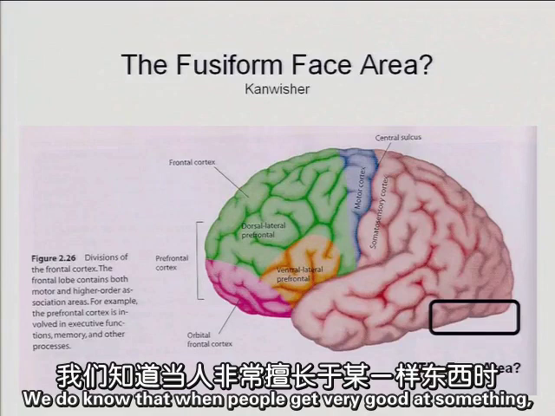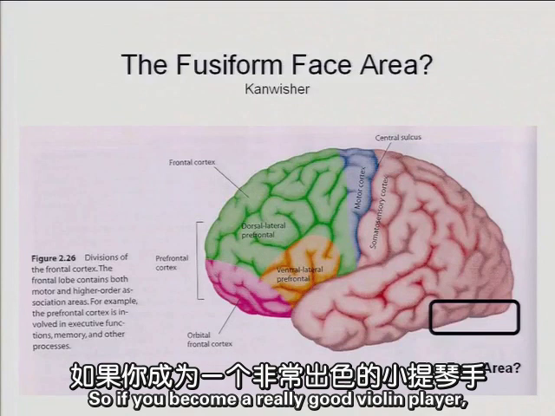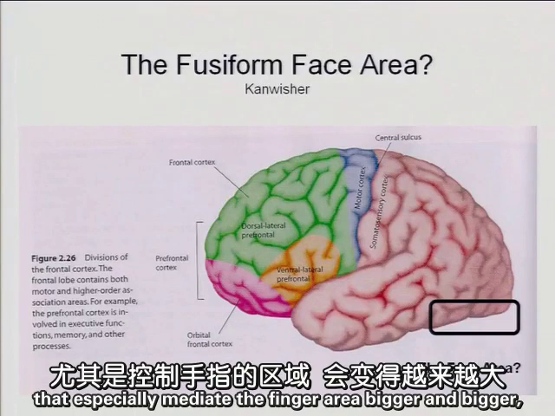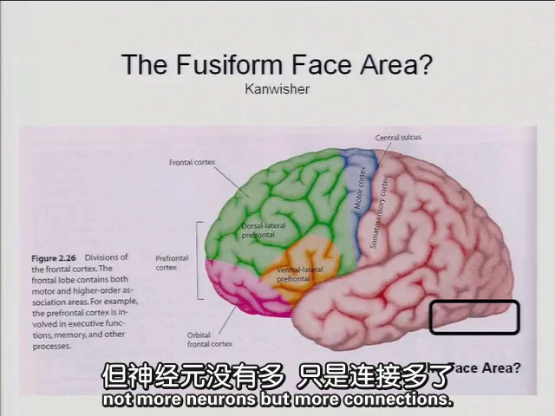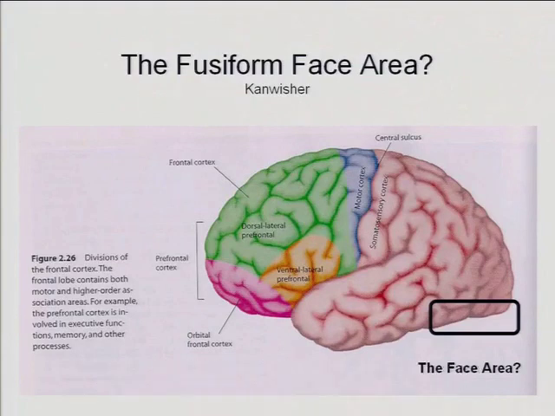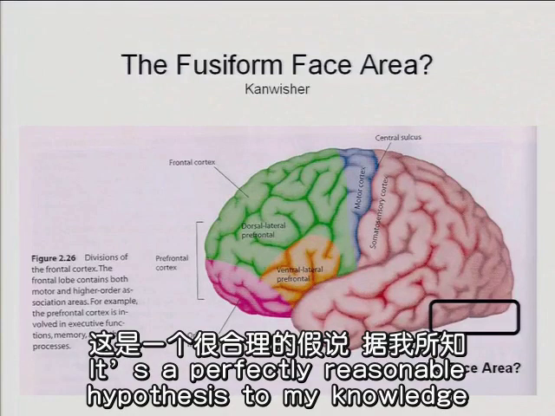We do know that when people get very good at something, the anatomy of the brain changes in certain respects, okay? So if you become a really good violin player, the areas of the brain that especially mediate the left finger area get bigger. Not more neurons, but more connections, okay? So it might make sense that if there really were people who never forget a face, and they really don't, okay, we might find that this particular area was larger. That's a perfectly reasonable hypothesis.